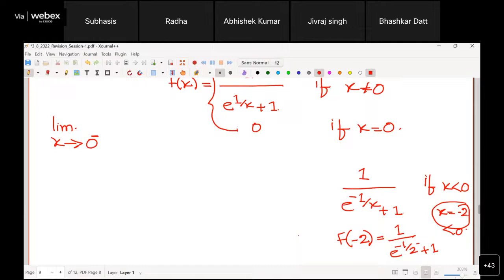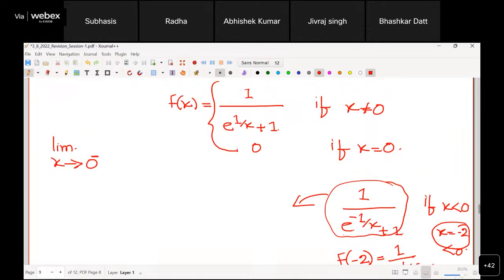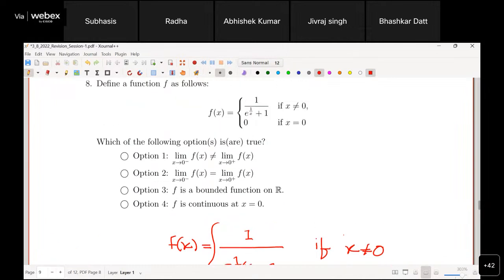But this is the value of the function 1 by e power 1 by x plus 1. But what you are saying, if x is less than 0, you are saying something different. So if I substitute x as minus 2, it is 1 by e power plus 1 by 2 plus 1, because negative will become positive here. F of minus 2 is equal to 1 by e power plus 1 by 2 plus 1. Minus of 1 by x becomes plus 1 by x when you substitute minus 2.